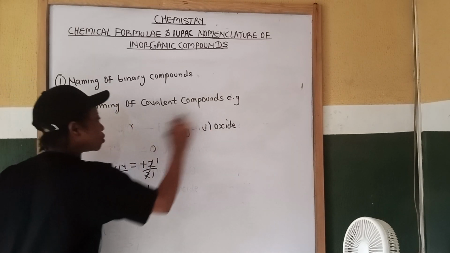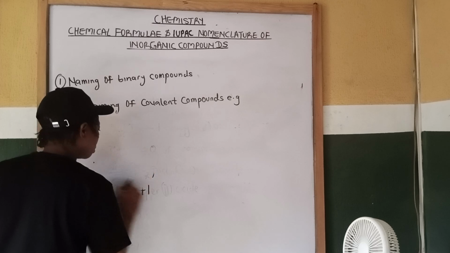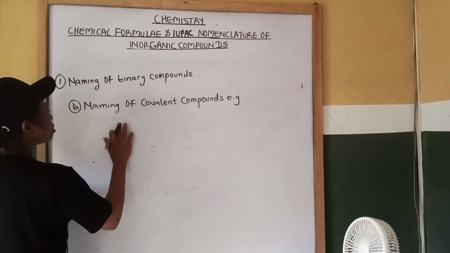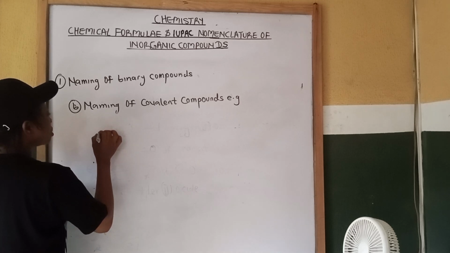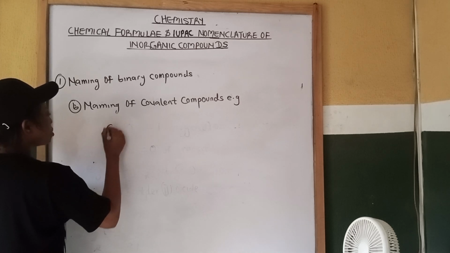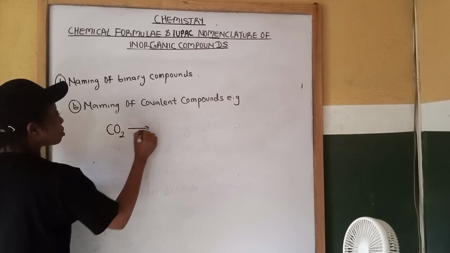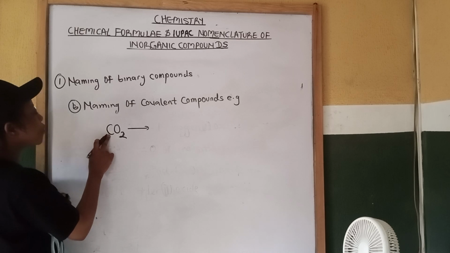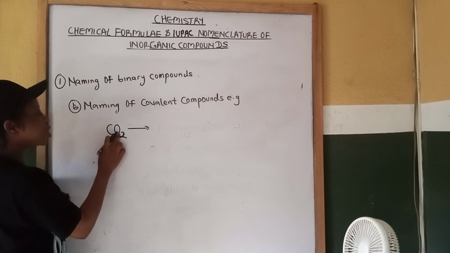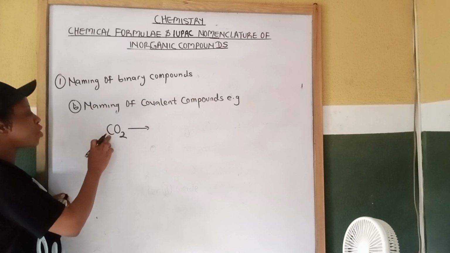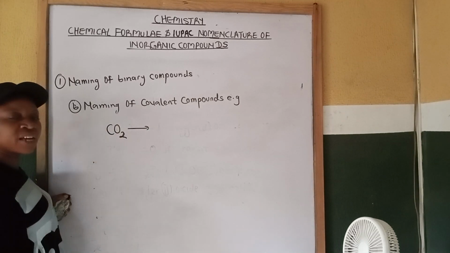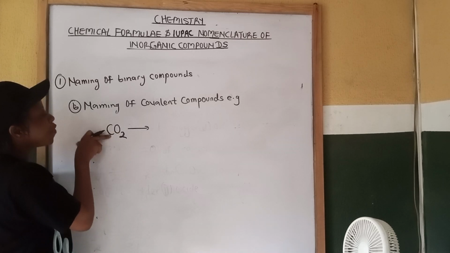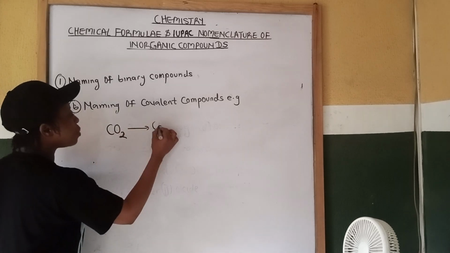Let's take another example. This is the combination of what? Of carbon and oxygen. C is the chemical symbol for carbon, while O is the chemical symbol for oxygen. So we are going to name the first atom fully, which is carbon.